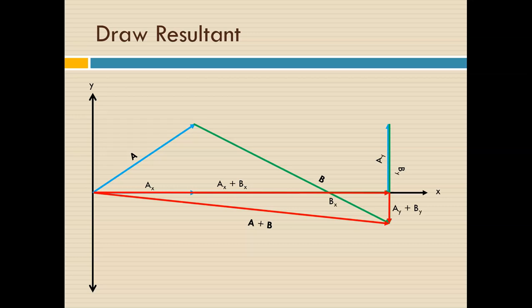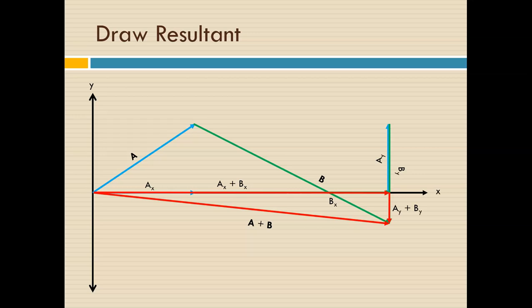Okay, and so we see that the sum of A plus B is going to give us this red vector, but we can also get that red vector by taking the sum of the x components for the x component and the sum of the y components for the y component. All good? So now we get to actually do the numbers. You see, drawing this picture out gives us the game plan.